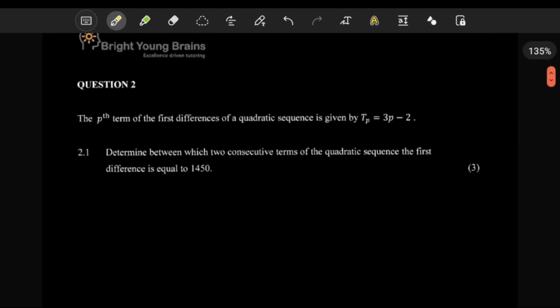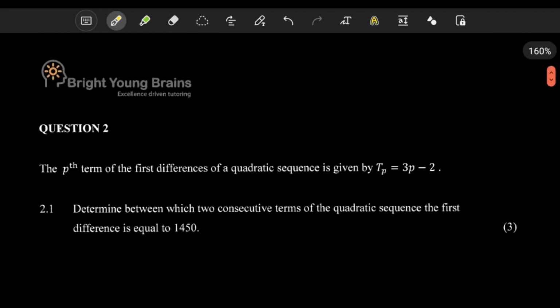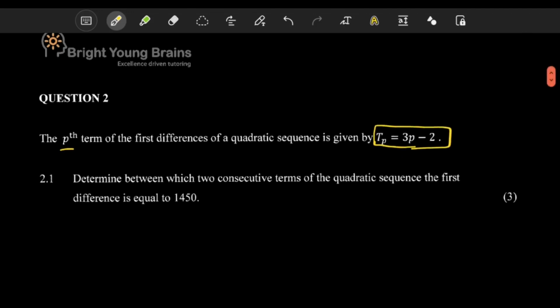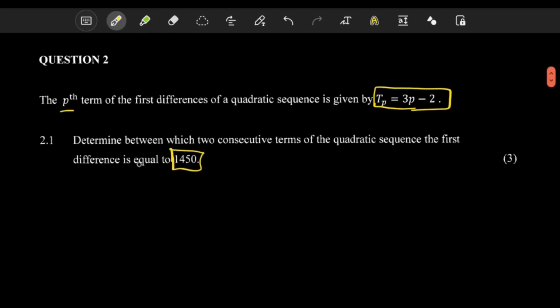So question 2 for 3 marks says, the pth term of the first differences of a quadratic sequence is given by this. So what they mean here is you have a quadratic. I'll explain this just now. Let's see here. Determine between which two consecutive terms of the quadratic sequence the first difference is equal to 1450.